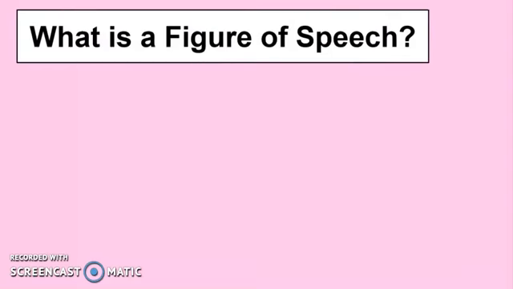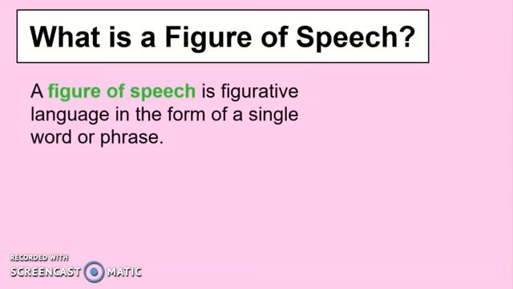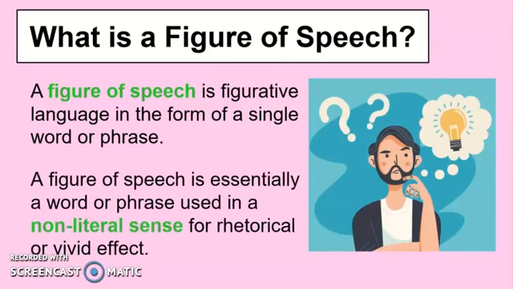Now, what is a figure of speech? A figure of speech is figurative language. It is a figurative language in the form of a single word or phrase. A figure of speech is essentially a word or phrase used in a non-literal sense for rhetorical or vivid effect. It can be a special repetition, arrangement of omission or words with a literal meaning, or a phrase with a specialized meaning not based on the literal meaning of the words. They are plainly defined as saying one thing in terms of something else.